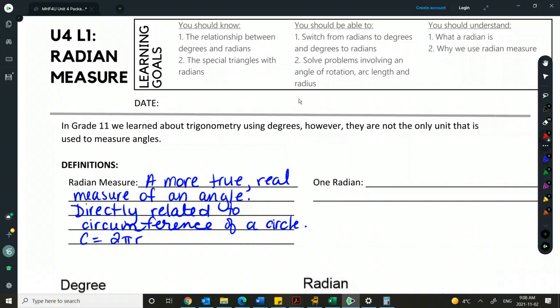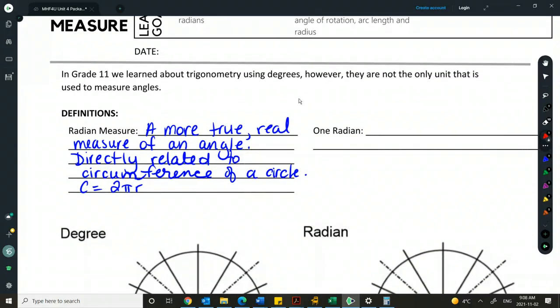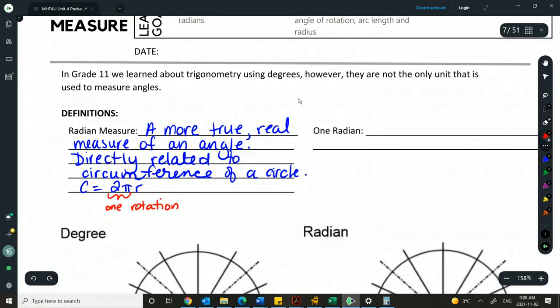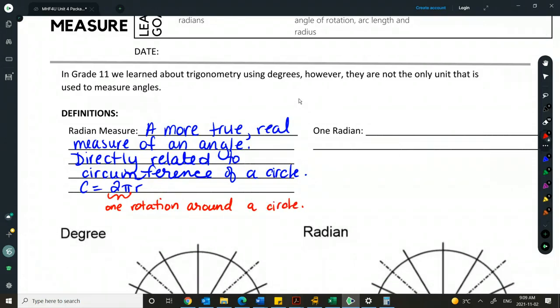So the 2 pi part of this is actually the radian measurement for one rotation around a full circle. It's like 360 in degrees. So this is one rotation around a circle. And of course the circumference is going to change if the radius is bigger or if the radius is smaller. So we take into consideration the rotation around the circle, and then for the circumference calculation, we take into consideration how big the radius is. But the 2 pi part of that actually represents one rotation around a circle.